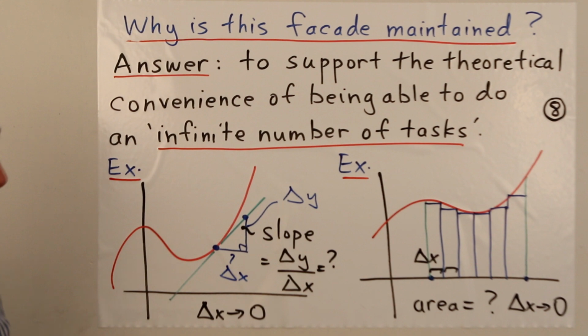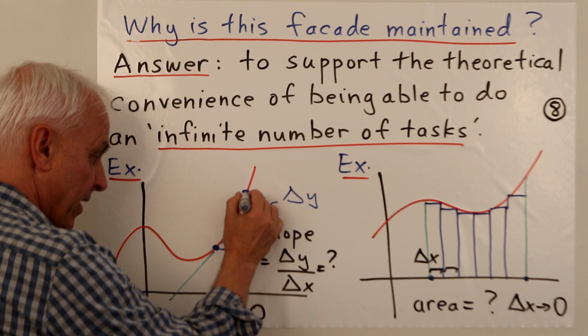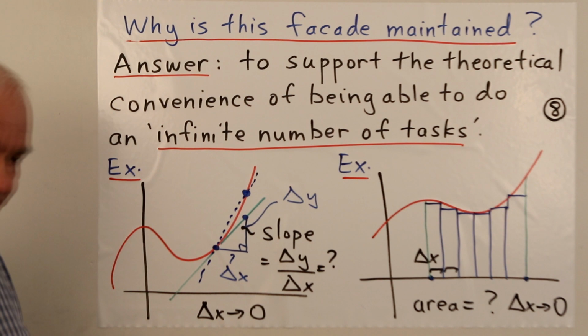And the standard way of doing that is to take a point on the curve and to deal with the line between that point and the point that we're interested in.